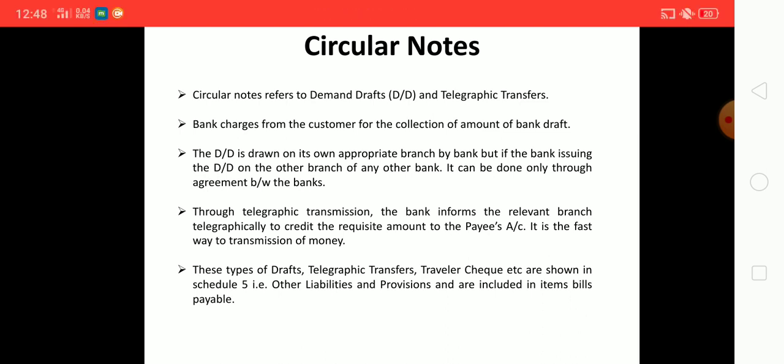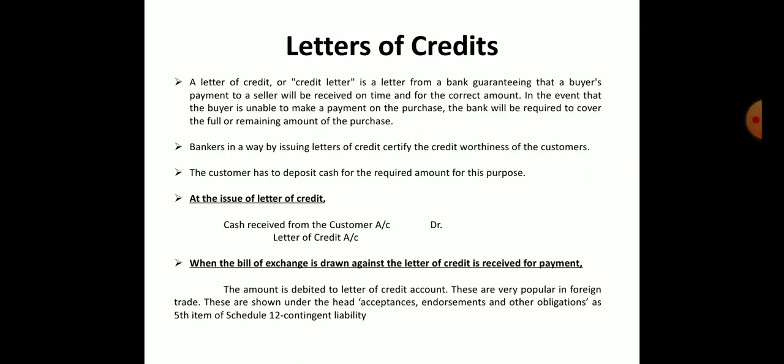Then these types of drafts are there: telegraphic transfer, traveler's check, etc. These are shown in Schedule 5, other liabilities and provisions, and are included in the items of bills payable.